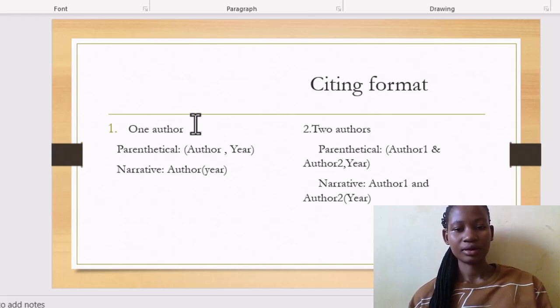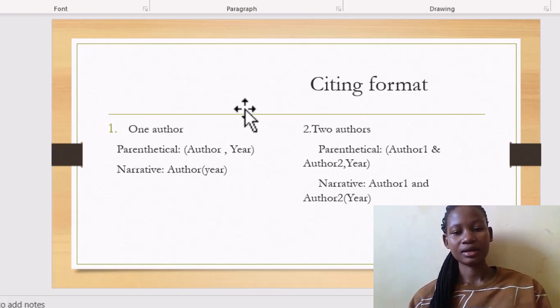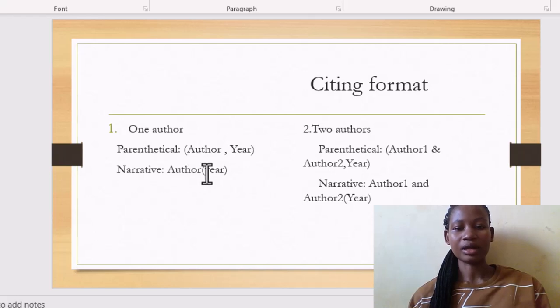So with one author we shall be considering the parenthetic, then narrative. For the parenthetic we shall write the author's name and then we put the year, and then narrative we shall talk about the author and then the year. But for the parenthetic we shall put both the author's name and the year in the brackets. But for narrative we only put the author's name outside and the year in brackets, like the way I've shown it.